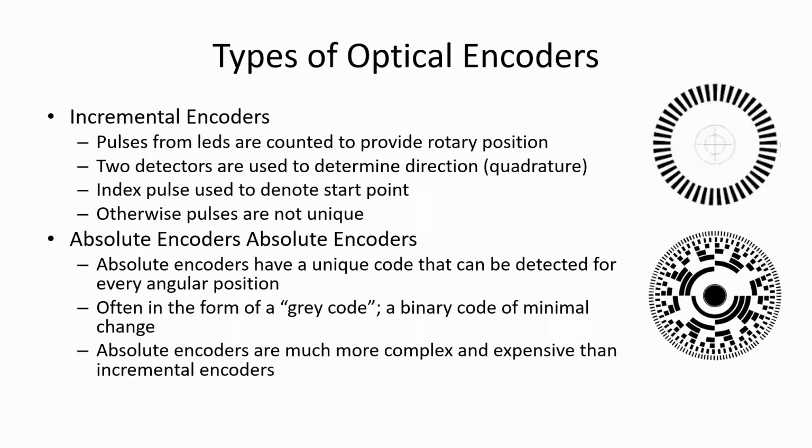There are two types of optical sensors. One is incremental optical encoders, and another is absolute encoders. In incremental encoders, the pulses from the LED are counted to provide rotary position. Two detectors are used to determine direction. The index pulse is used to denote the starting position, otherwise pulses are not unique.